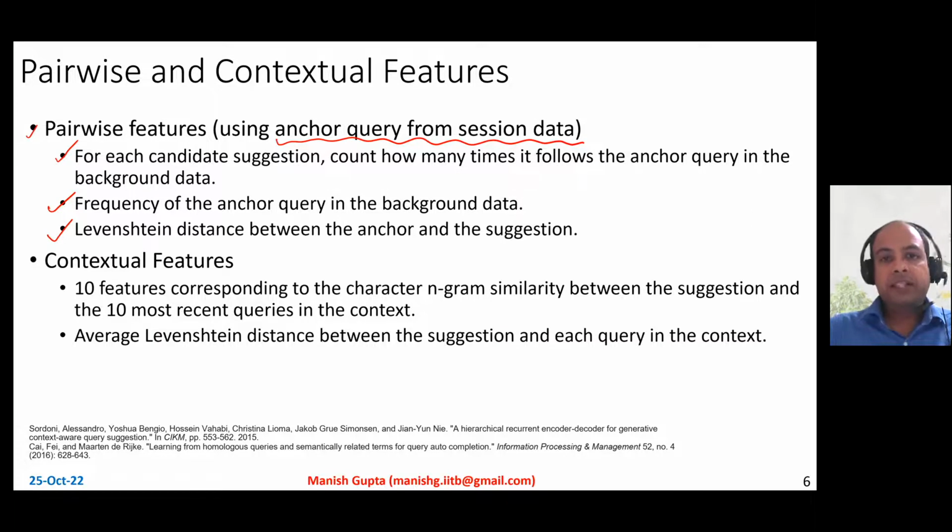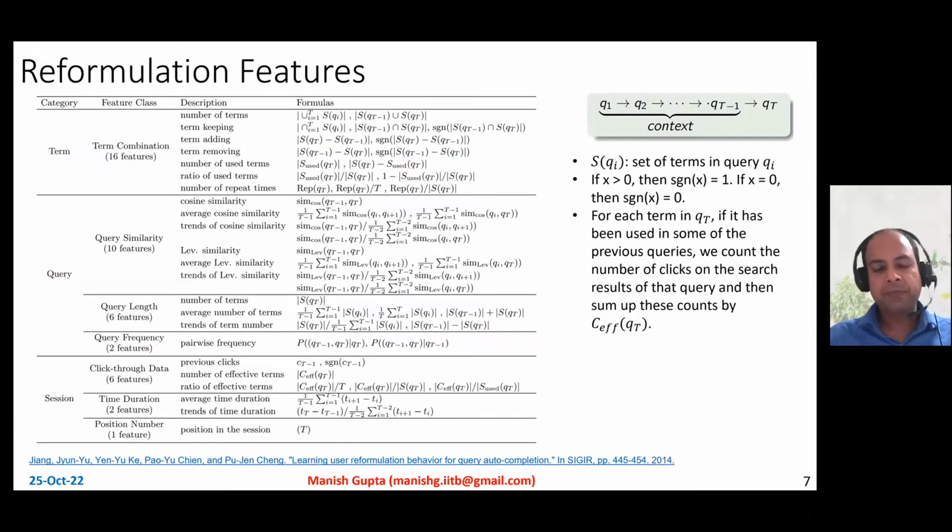Okay. Contextual features. These are the features which make use of a large amount of session data. So if the user has typed in, let's say 10 queries in their session so far, and this is the 11th query, then you might want to look at similarity between this current query and the previous queries in the entire session of the user. So you could look at similarity between this suggestion and the previous query, this suggestion and the previous 2 queries, this suggestion and the previous 3 queries, and so on. You could compute n-gram similarity, character n-gram similarity, or you could compute edit distance. Both of them can be used as good features.